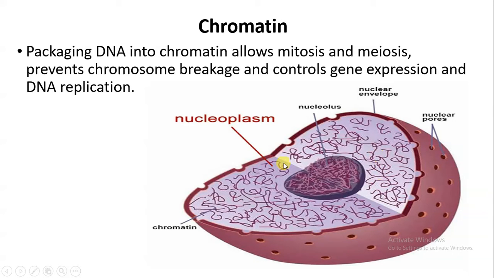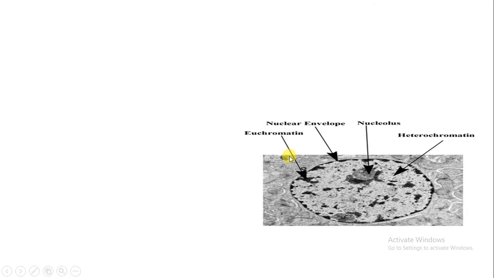And in the chromatin phase only, gene expression takes place. It means the flow of information takes place from gene to RNA, and then the RNA gives rise to the protein. So this is called gene expression. And even DNA replication takes place when the DNA is in the chromatin form.